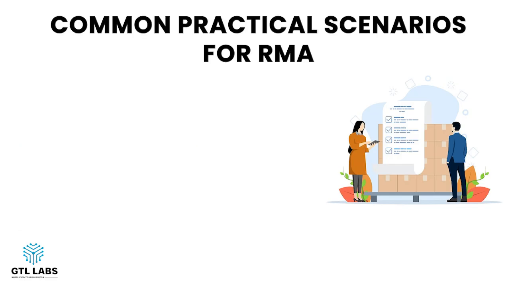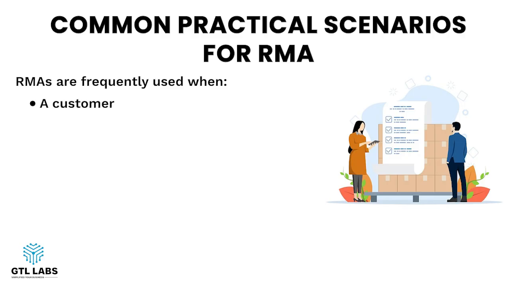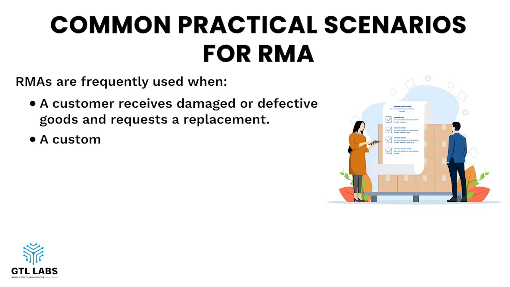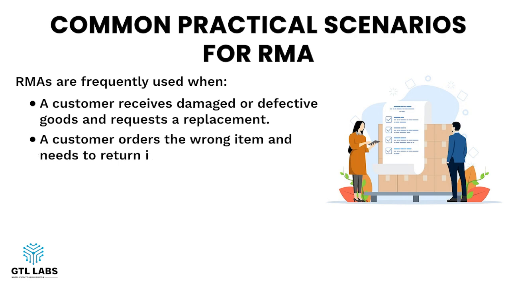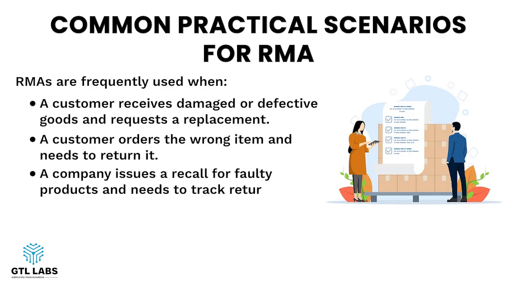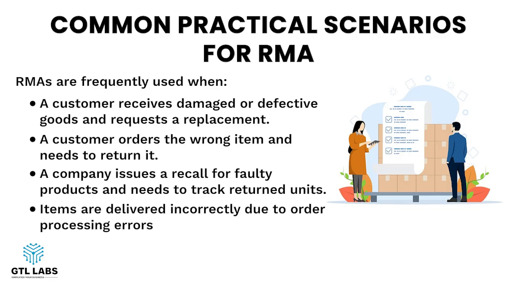Common practical scenarios for RMAs. RMAs are frequently used when a customer receives damaged or defective goods and requests a replacement, a customer orders the wrong item and needs to return it, a company issues a recall for a faulty product and needs to track returned units, or items are delivered incorrectly due to order processing errors.